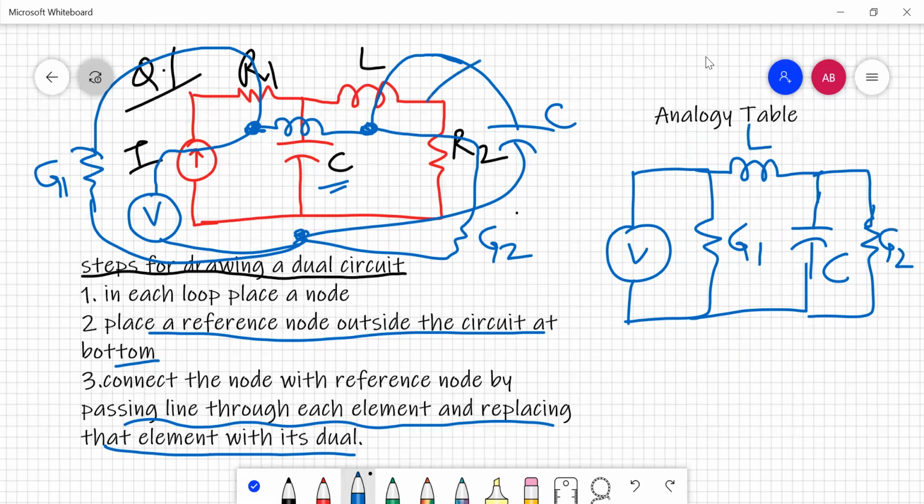From this circuit, the red circuit will give the dual circuit, that is the blue circuit. If you just see, all the series connections have been replaced by the parallel ones, R's by G's, L's by C's, and vice versa. Moreover, the voltage sources will be replaced with the current source. So let's keep on repeating it for one or two more numericals so that the concept is more clear to you.